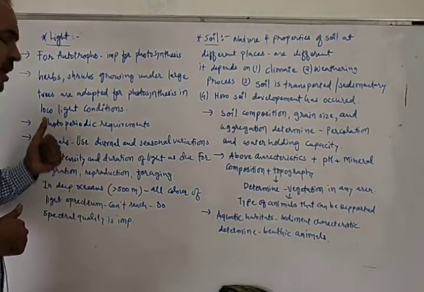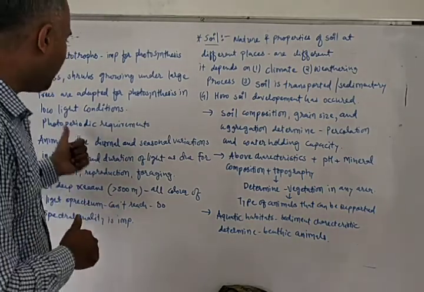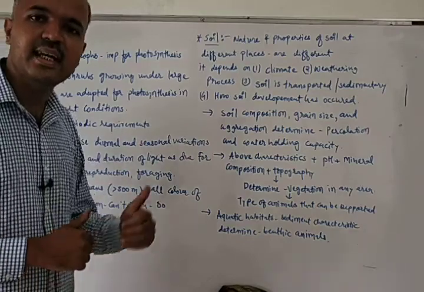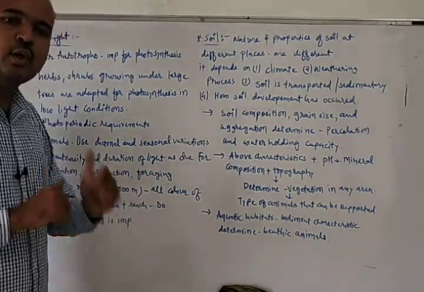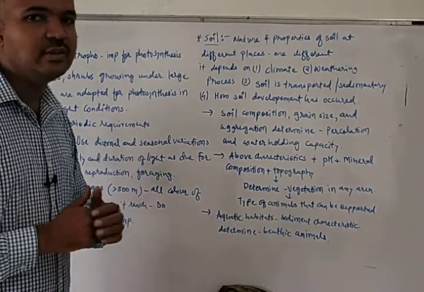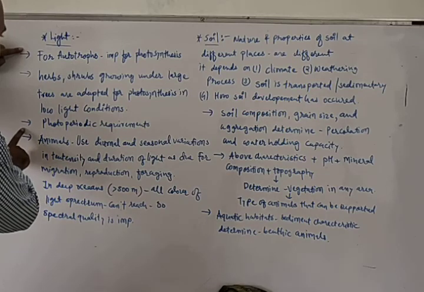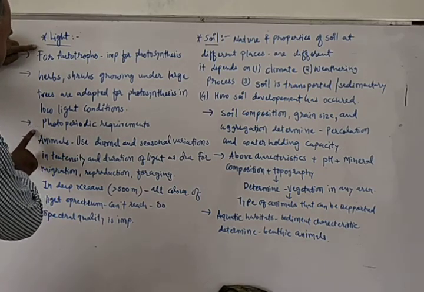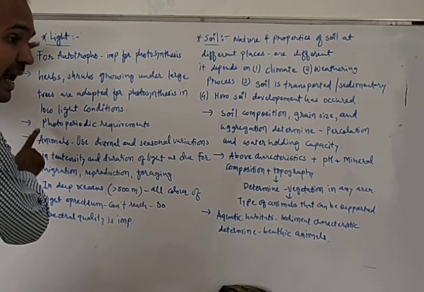Light is also very important for photoperiodic requirements. If the photoperiodic requirements are fulfilled, then and only then will flowering occur. Otherwise flowering will not occur in plants. So for flowering and photoperiodic requirements, light is very important. These 3 points explain the importance of light for plants.